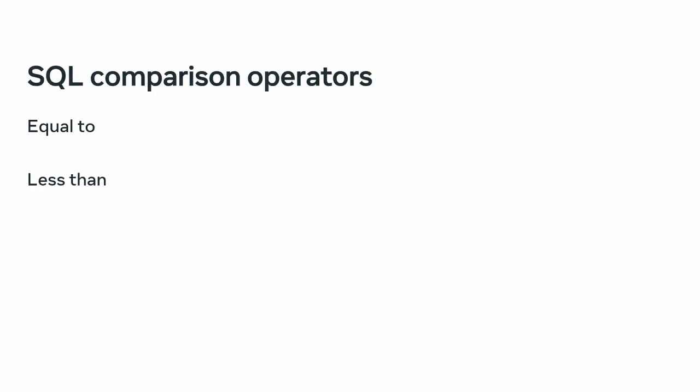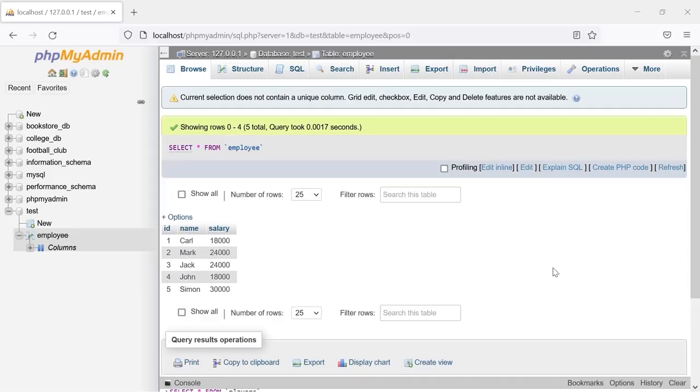SQL uses common mathematical comparison operators by means of the symbols equal to, less than, and greater than. It also uses less than or equal to, greater than or equal to, and not equal to. Now let's explore how to use these comparison operators and relevant symbols in a practical way using a database. To demonstrate the use of SQL comparison operators, I'll use the example of an employee table from a company database. This table includes information on each employee's ID, name, and salary.